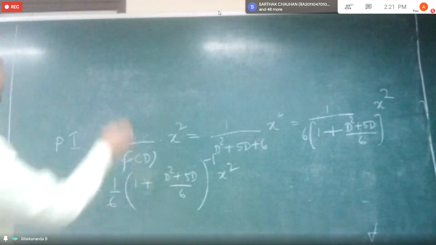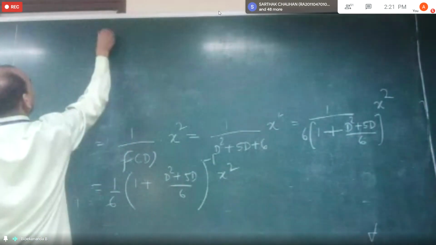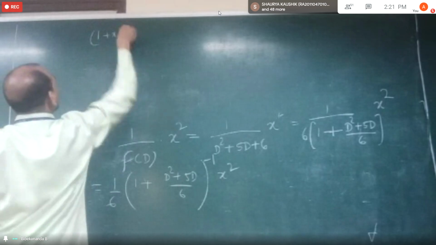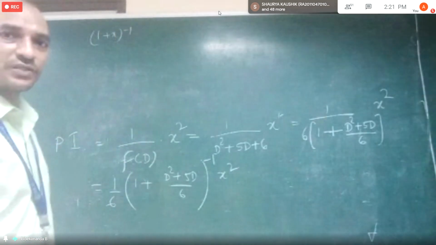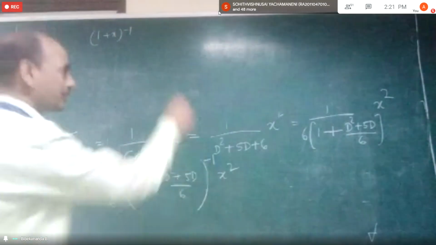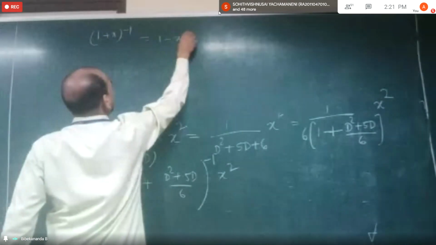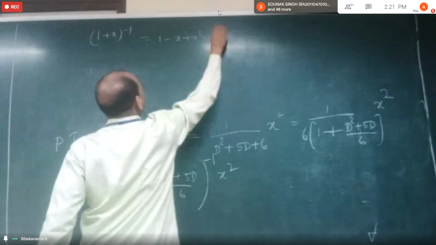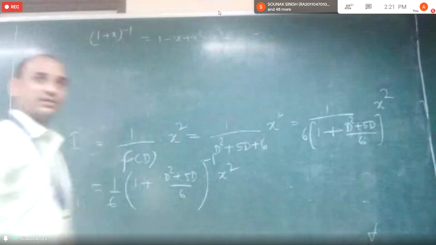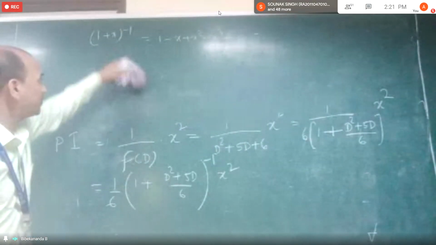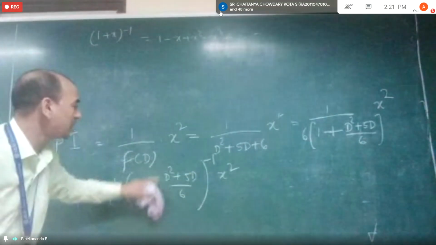So what will be the expansion? You tell me, 1 plus x to the power minus 1 expansion, what is that? 1 minus x plus x square minus x cube, and so on. So we use this formula here and put it in place of x.